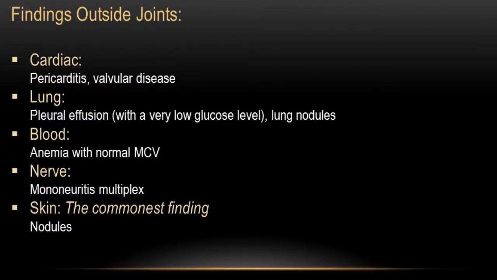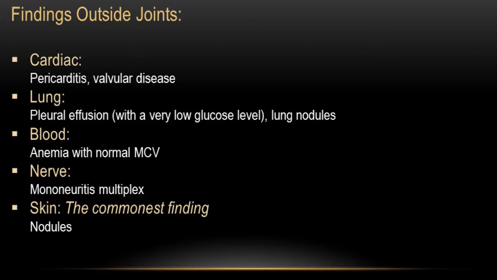As I said before, rheumatoid arthritis is a systemic disease. So you have arthritis and you have findings outside the joints. You can have cardiac manifestations, pericarditis, valvular disease. You can have lung involvement and you get pleural effusion, and characteristically very low glucose level in this pleural fluid. And you can get lung nodules.